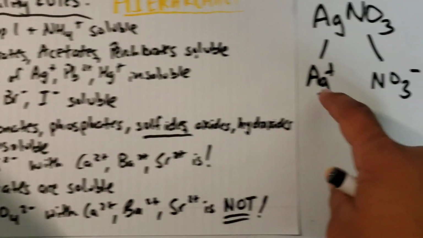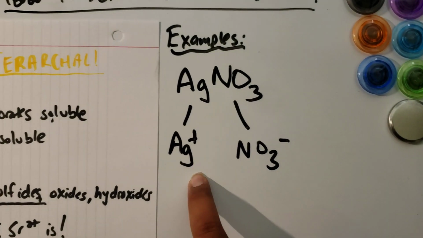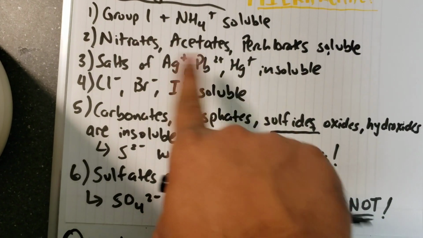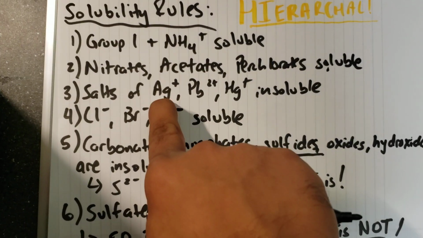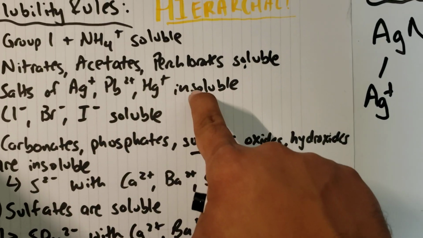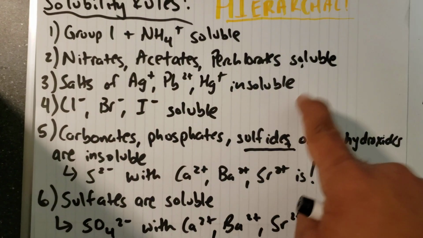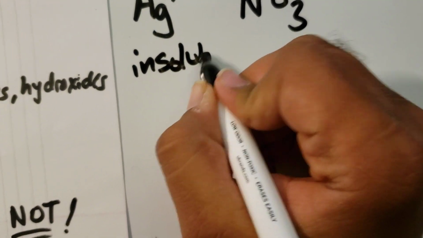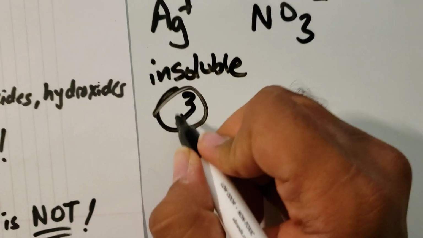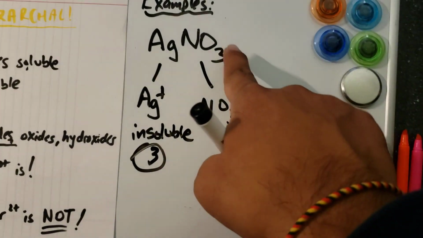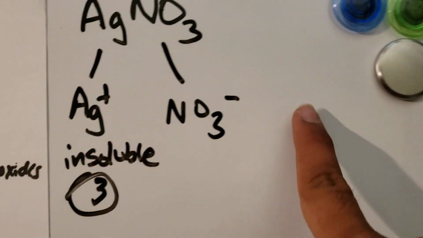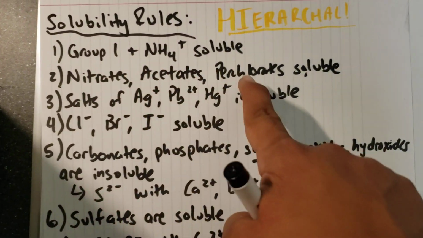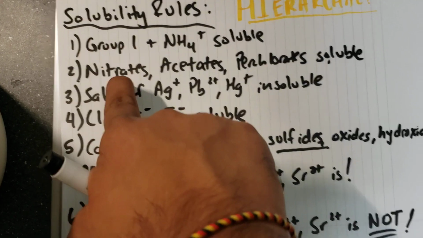Looking back at our example here, AgNO3, silver nitrate, we have our Ag+. We'll attack that first. We go through the rules. Okay, I found silver. Silver is a salt of Ag+, and I get that from Rule 3, that's going to be insoluble. Let me write that down real quick. Okay, it's going to be insoluble, at least this component is, and I get that from Rule 3. Let me make note of that because this will actually give us contradictory information when we look at the nitrate. The nitrate anion comes from Rule 2, and it says that nitrates, acetates, perchlorates are going to be soluble. So nitrates are going to be soluble here.